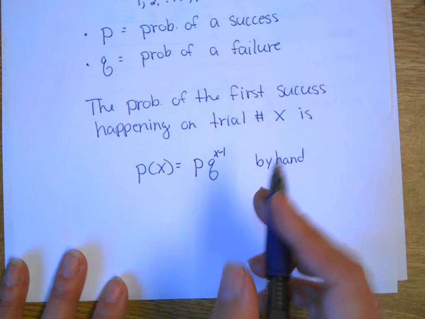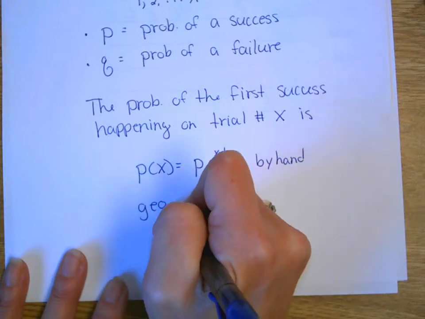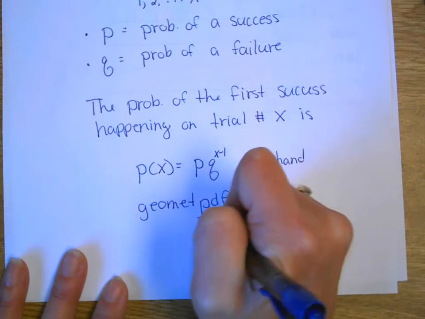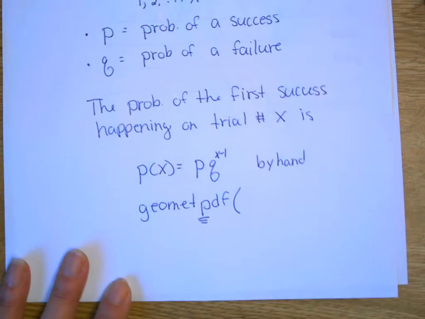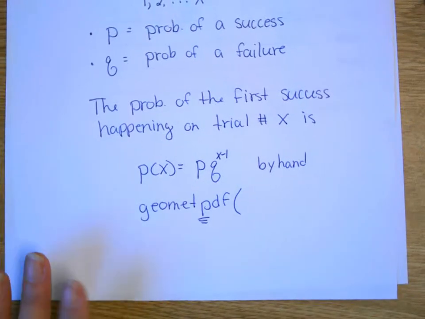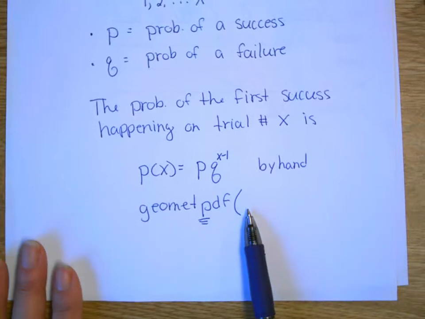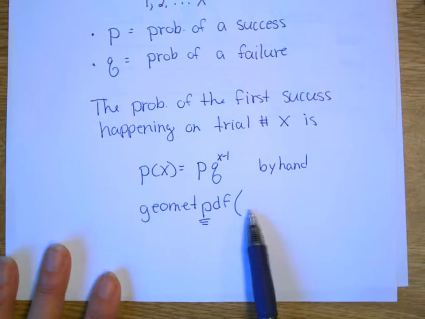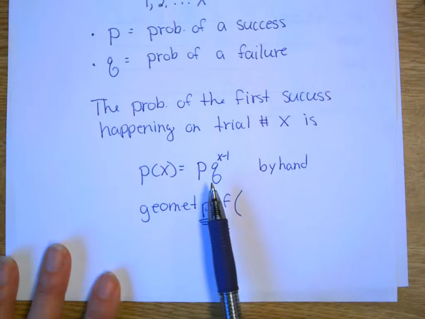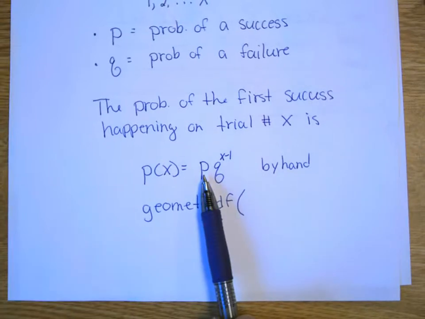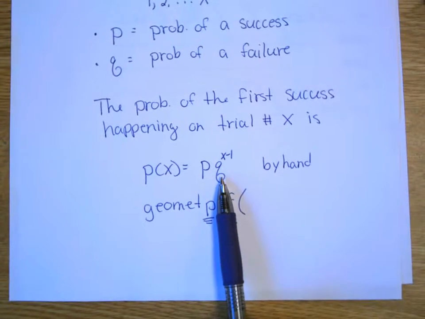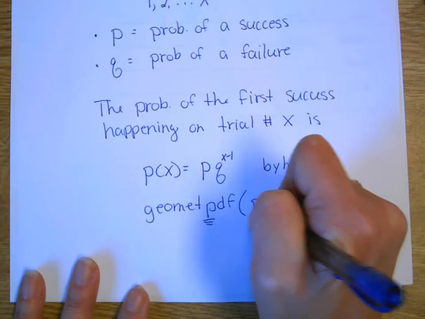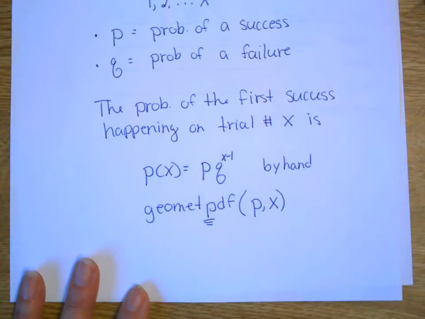This formula is built into geometpdf. Notice the P. Now look at the by-hand formula. How many things am I going to have to feed this formula? 3. Not really. 2, because Q can be calculated, because what do P and Q add up to? 1. So if I give it P inside the program, it subtracts from 1 and figures out the Q, and you got to feed it X. So you only have to put P first, the probability of a success, and then X, the trial number of the success.